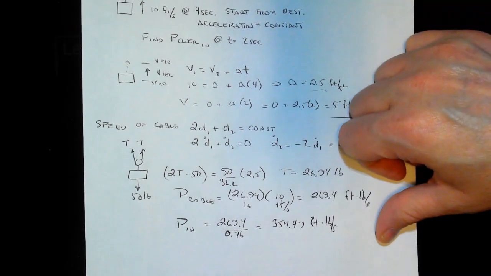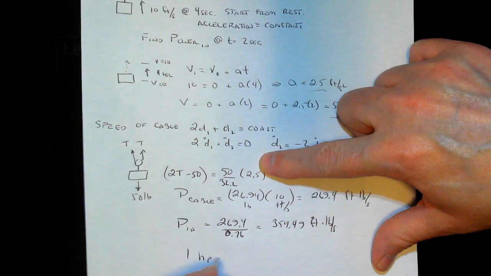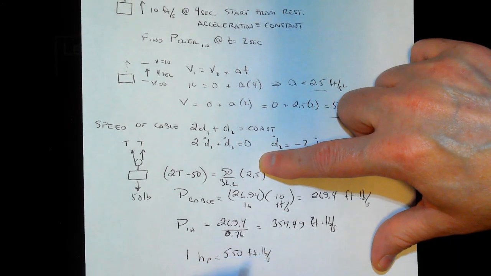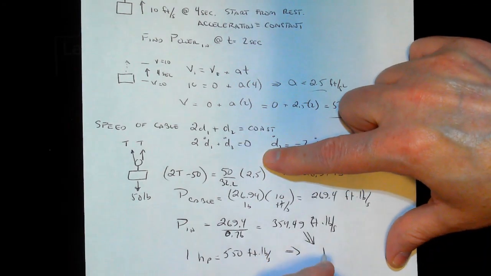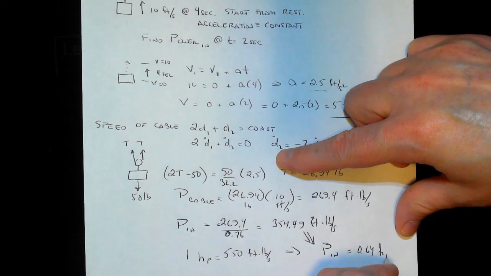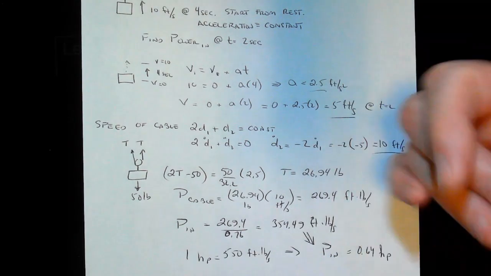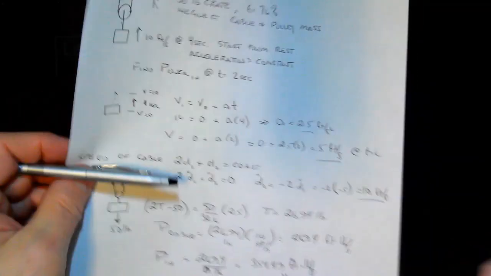Now, if you note that 1 horsepower is 550 foot-pound per second, that means the power in required is 0.64 horsepower. So, that puts our efficiency and power to use. Fairly straightforward. Let's move on to our next problem. Where did I put it?